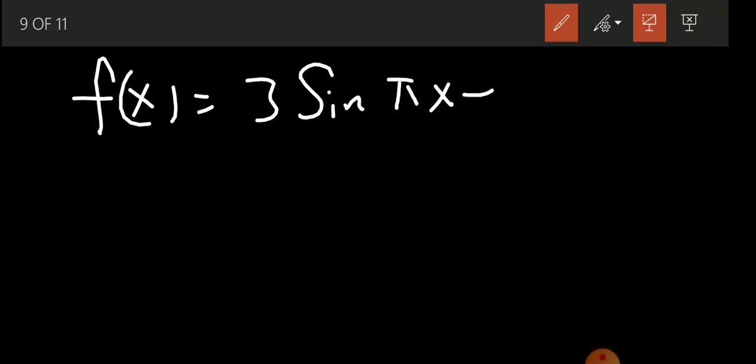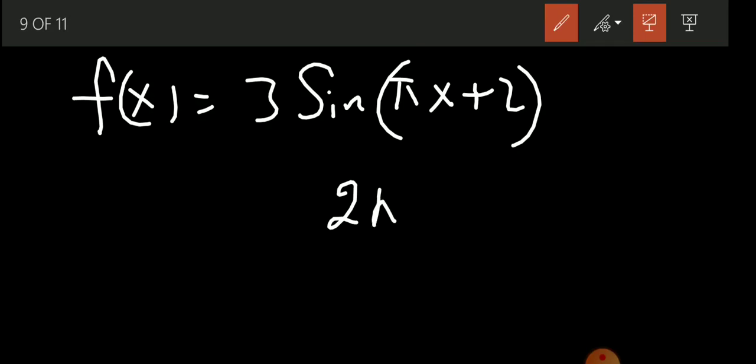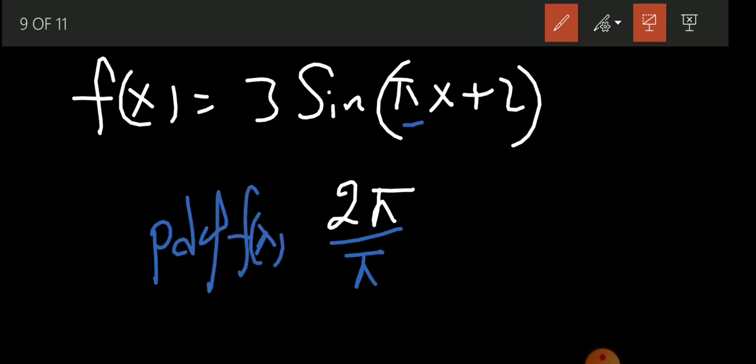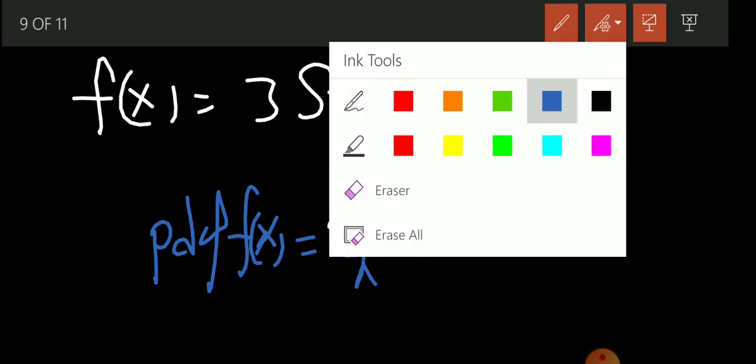If f(x) equals 3 sin(πx plus 2), pause the video and guess the period of this function. Let's start. Now check the explanation. The period of sin x is 2π, but the coefficient of x here is π. So you have to divide by this π, and this is the period of f(x). So the period of f(x) will be 2π upon π. π and π cancel, and the final answer is 2.